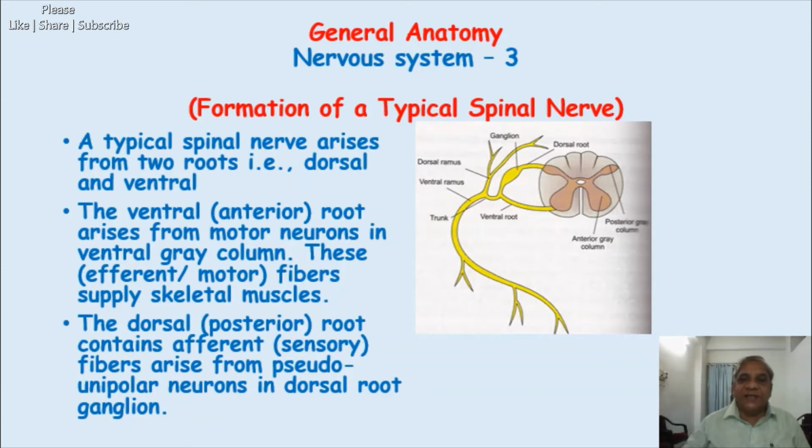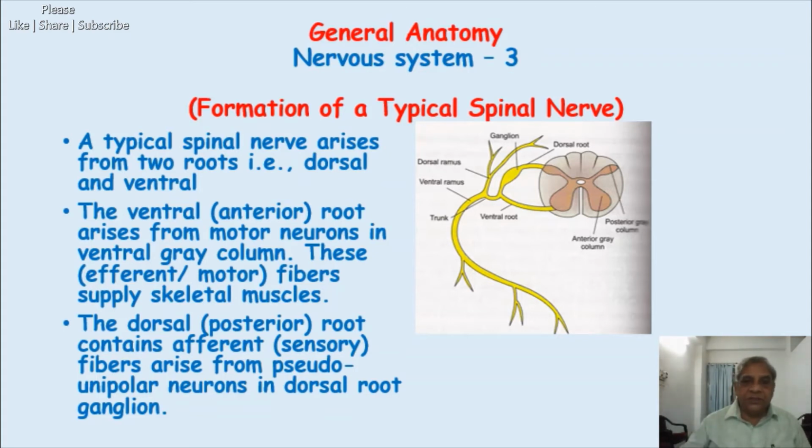That means they will send their axons outside the spinal cord, and these axons which are arising from the motor neurons in the ventral horn of the spinal cord will go through the dorsal as well as through the ventral rami to supply the skeletal muscle fibers. So these fibers which are present in the ventral root are motor, and they are coming out from the spinal cord, and ultimately they will terminate to supply the skeletal muscle. So they are called motor fibers, right?